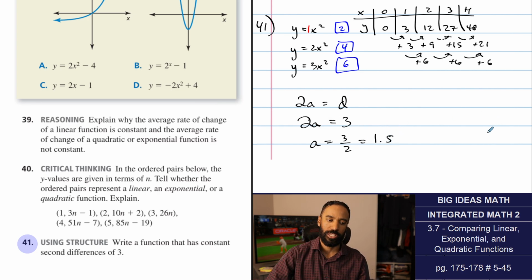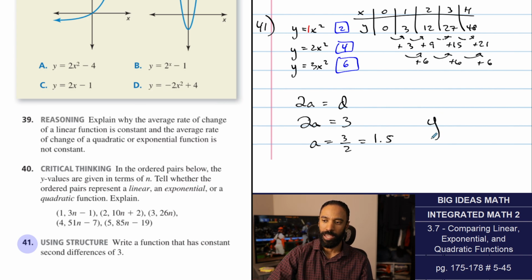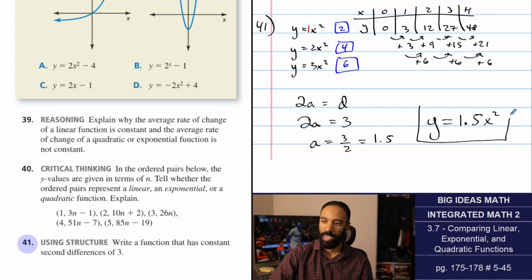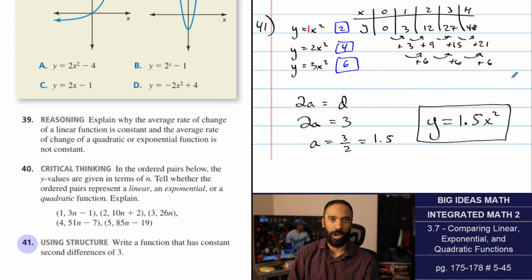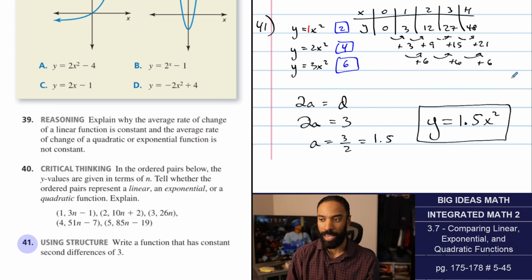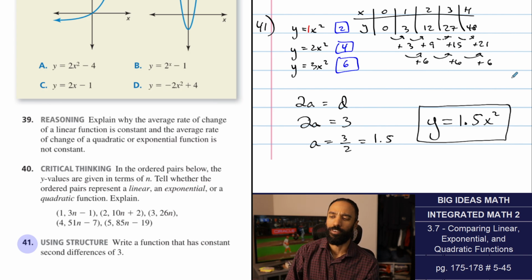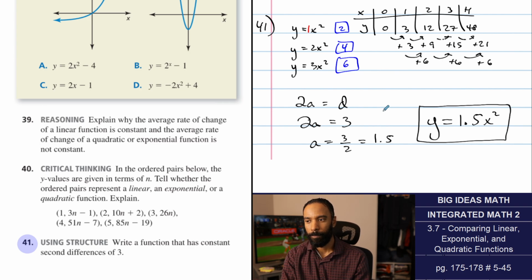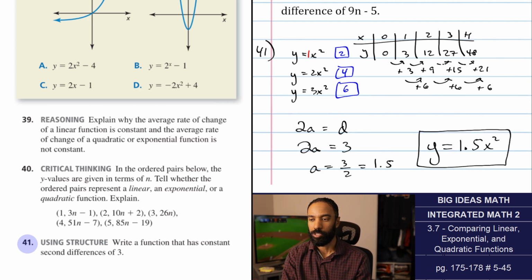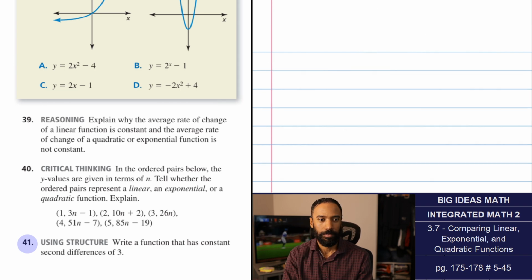So write a function that has a constant second difference of 3. y equals 1.5x squared will do. You can make up anything after that as long as it's that 1.5. I believe it's going to have that. I want to be sure of it, so I'm just going to keep it like that. 1.5x squared is my stretch factor. I'm going to use that. That works. I'm not testing it, but I think you can trust it. Okay.